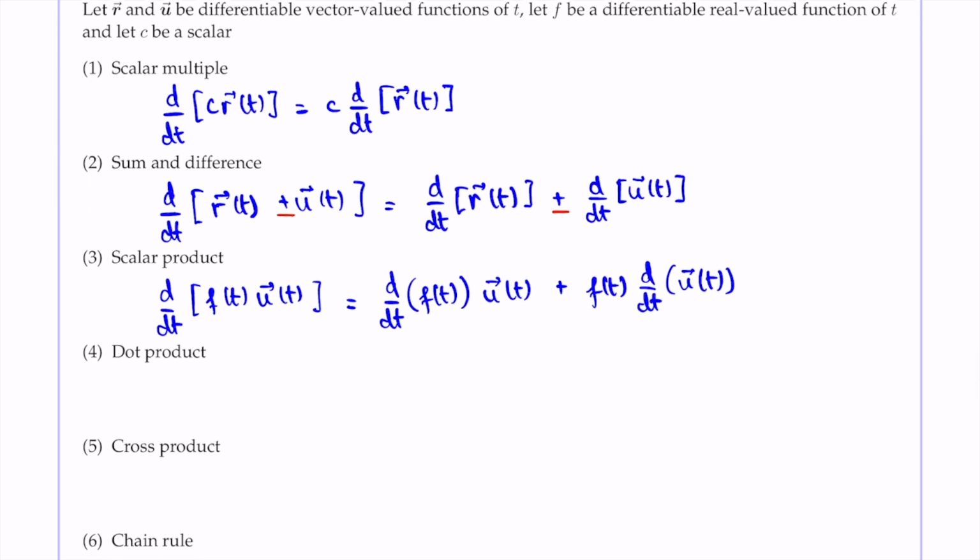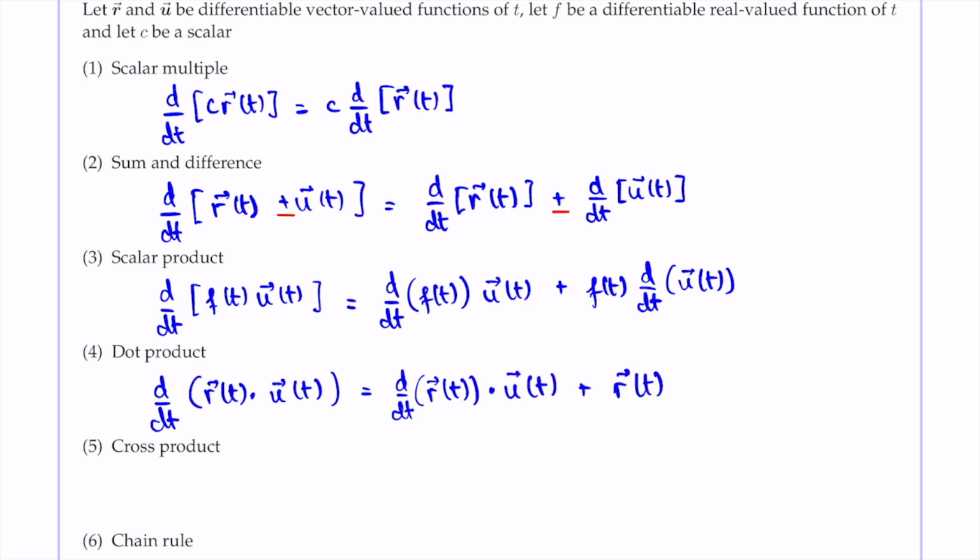Now for the dot product, you have the derivative of r of t dot with u of t. So this is also a product. So the derivative of a product is again the derivative of the first function dot with the second plus the first function dot with the derivative of the second. So that is d dt of r of t dot with the second function u of t plus r of t dot with the derivative of u of t.